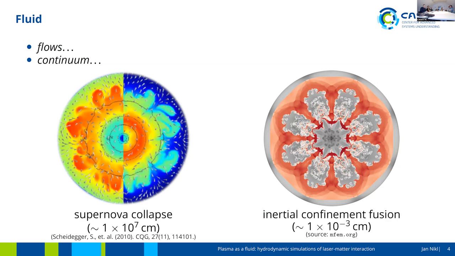On the left, we have the collapse of a supernova with a scale of 10 to the 7 centimeters. And on the right, we have a pellet of thermonuclear fuel compressed during an inertial confinement fusion experiment, with a size of just tens of microns.